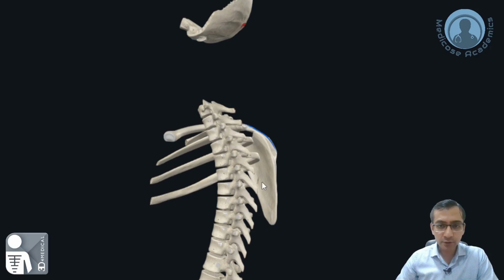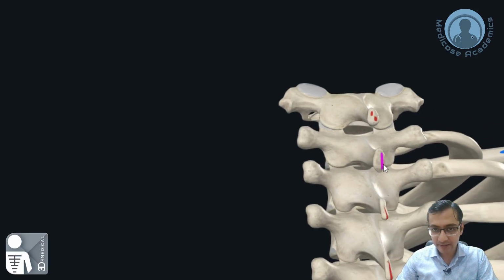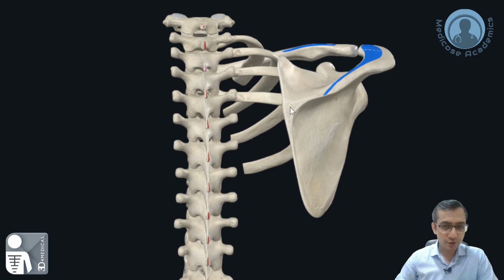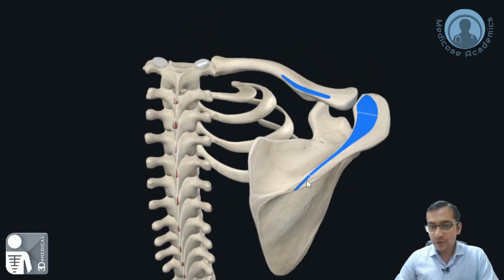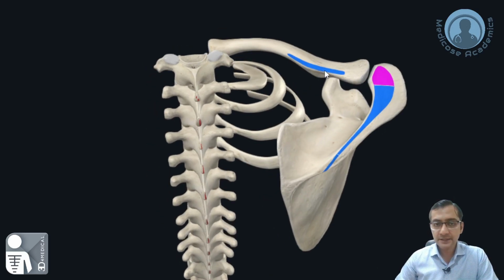Then it is attached to all the thoracic vertebra, to the tips of the spines. As you can see, its attachment here is on the tip of the spine of all the thoracic vertebra. Then from this vast origin, it gets inserted into the scapula and clavicle. On the scapula, it is attached to the root of the spine of the scapula, to the superior lip of the spine of the scapula, then to the medial aspect of the acromion process, and to the posterior aspect of the lateral 1/3 of the clavicle.